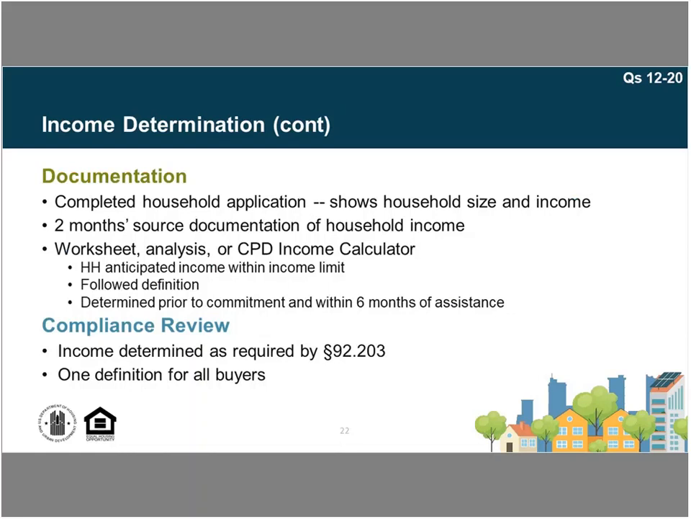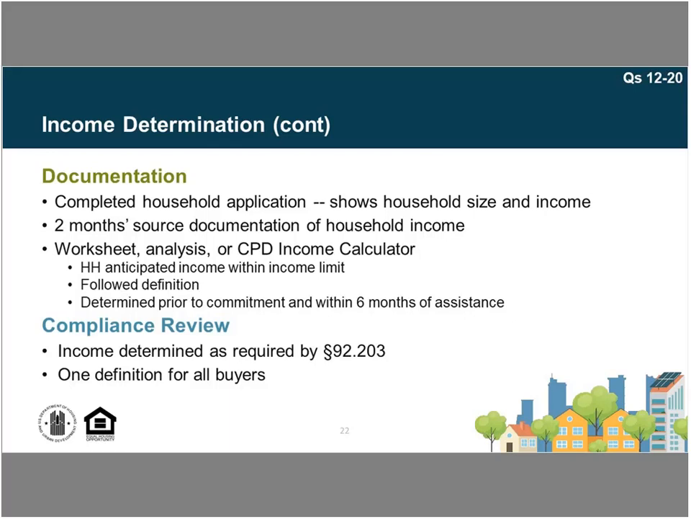Whatever it is, you should be documenting that, and the documentation must show that it's within the income limit, that it followed the definition that had been selected for the program, either 1040 or Part 5, and that it was determined prior to the commitment to the household, which is prior to the execution of the written agreement, and that assistance or the closing occurred within 6 months. And that's part of the definition in 92.2.